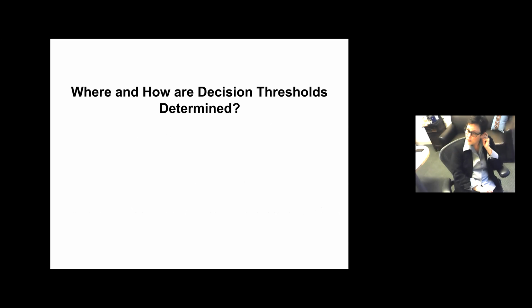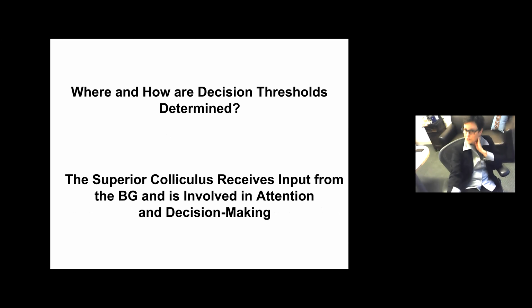So we then next wanted to know, well, where and how are decision thresholds determined? We really don't know. There's not a lot of study on this at all. And so we engaged in one of the first experiments to try to get at how decision thresholds are created in the brain. How does the brain know when to make a decision or what decision to make?